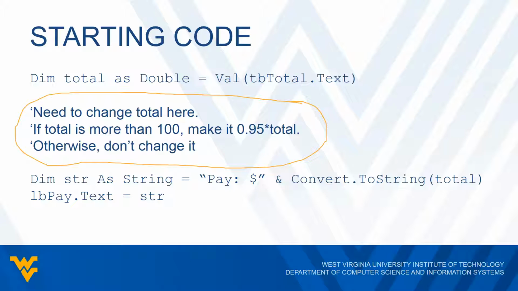And if this is not the case, if the purchase is not more than $100, then we don't make any changes. So if it's greater than 100, then we would say the total is 0.95 times the total. Otherwise, we don't make any change. So the question is, what do we actually put in this section of our code?